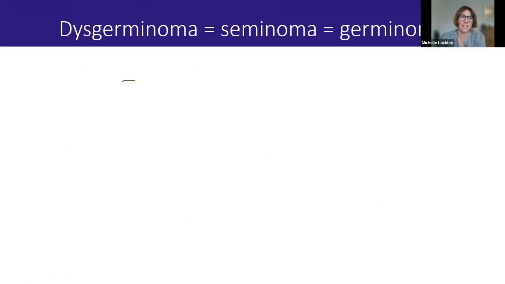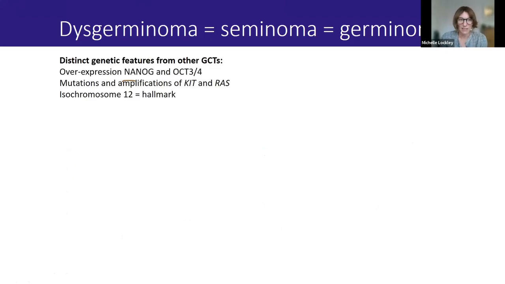So this is the argument that dysgerminomas and seminomas are basically the same disease. And there are lots of reasons for thinking this. They do have distinct genetic features from other germ cell histologies. They express pluripotency markers, things like NANOG and OCT3/4 and SALL4. They very commonly have mutations and amplifications in KIT and RAS that we don't see in other germ cell histologies. And aneuploidy at chromosome 12, the isochromosome 12p, is a hallmark feature of both diseases, dysgerminoma and seminoma.